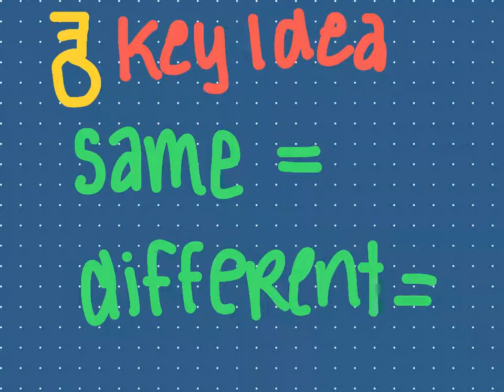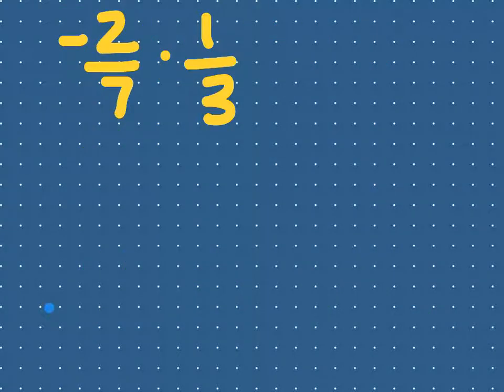Today's key idea is to multiply and divide rational numbers. Use the same rules for signs as used for integers. So now we can use our old system: same sign and the answer will be positive, different sign and the answer will be negative. For example, -2/7 times 1/3.